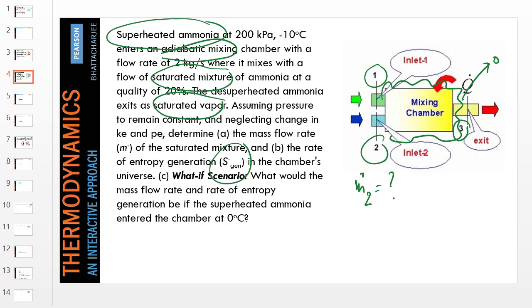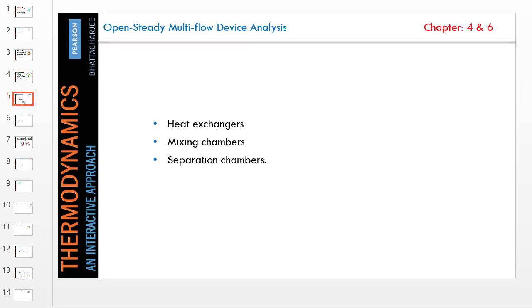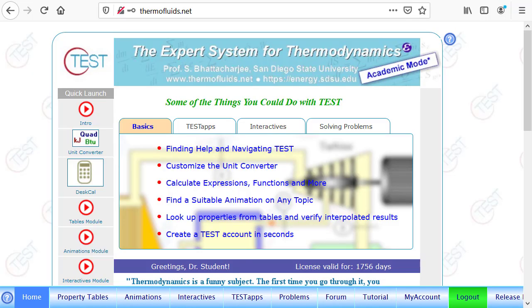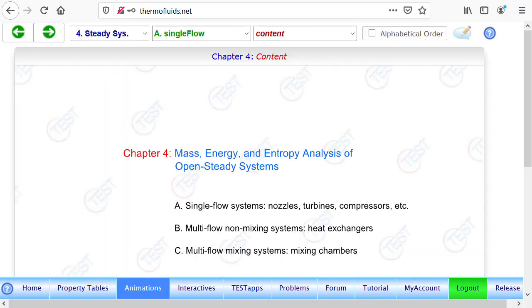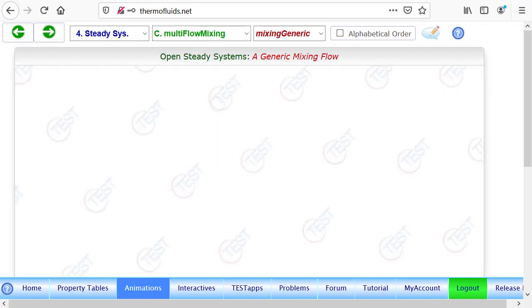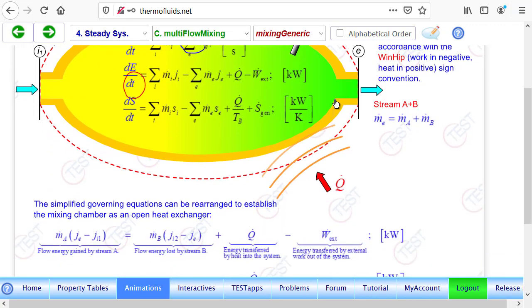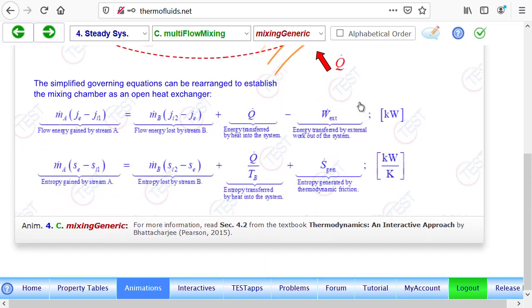Well, these concepts are covered in chapter 4 in your textbooks, and chapter 6 also covers the exergy related portion of those devices. Also, if you go to the TEST website, you can go under animations and see in chapter 4, for instance, a multi-flow mixing, and these animations will explain how the governing equations of mass and energy and entropy get simplified for a mixing chamber.